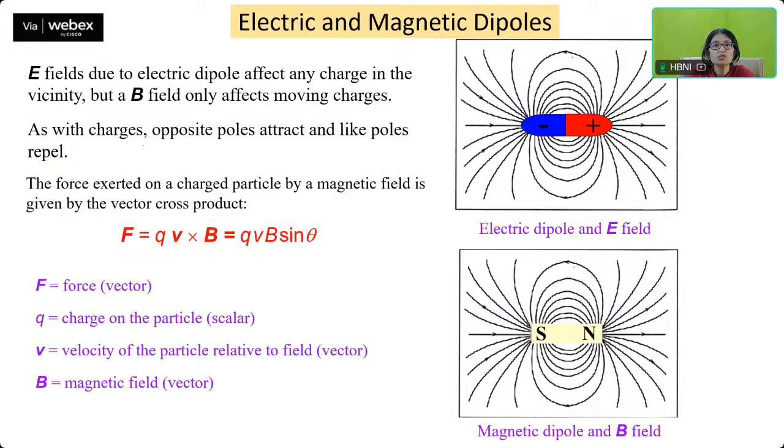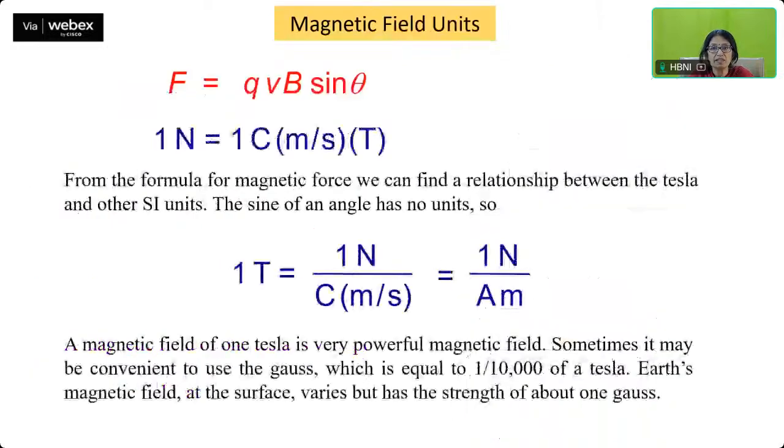The electric field due to an electric dipole affects any charge in the vicinity, but the magnetic field only affects moving charges. As with charges, opposite poles attract and like poles repel. The force exerted on a charged particle by a magnetic field is given by the vector cross product F = Q V × B, where F is the force vector, Q is the charge of the particle, V is the velocity of the particle relative to the field, and B is the magnetic field.